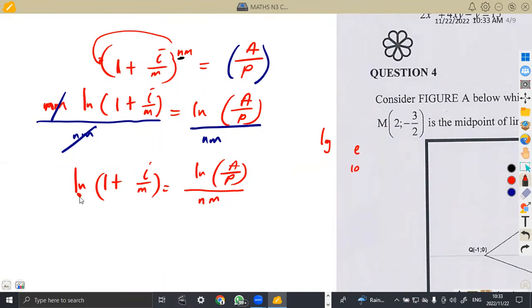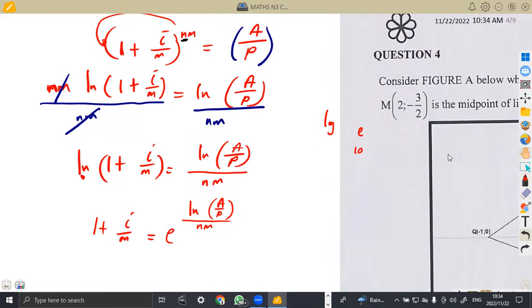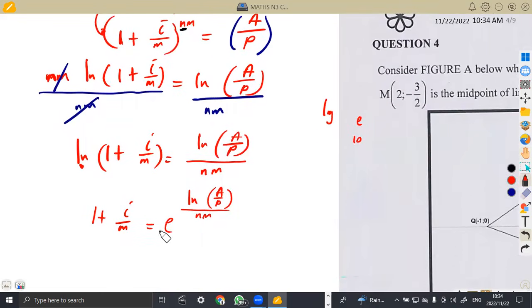So what I'm saying is that we want to remove this ln. So it is going to be 1 + i/m, which is equal to e to the exponent of everything. So it's e to the ln of A over P, over nm. Okay, so that's it for this part. It means this bracket is no longer necessary. So we can actually transpose and do whatever we want to make i the subject. Avoiding working with negatives, it is going to be i over m, which is e to the exponent of ln A over P, all right, over nm.